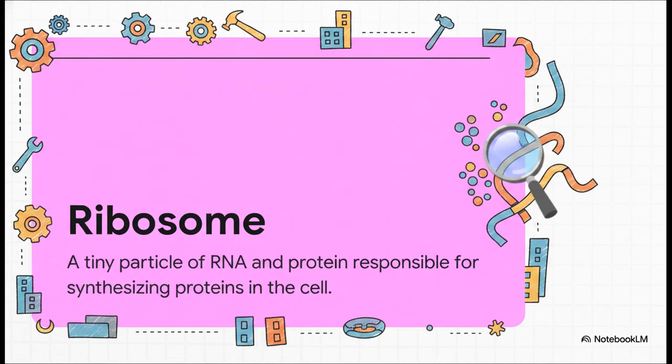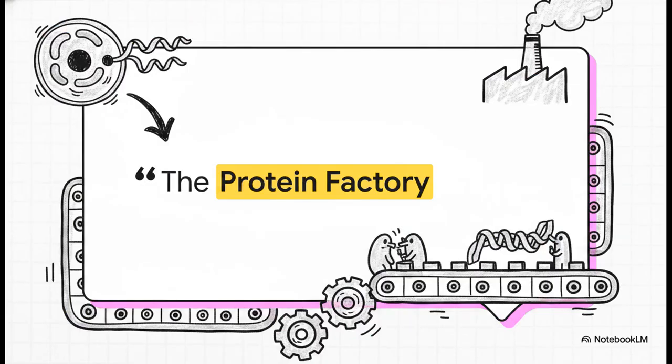Okay, so every city needs to build stuff, right? New buildings, repair crews, tools. Well, in the cell, that's the job of the ribosomes. These tiny, tiny particles are the construction workers of the cell, responsible for building proteins, which are the essential molecules that do just about everything. It's no surprise, then, that we call the ribosome the protein factory. It literally reads the genetic blueprints and assembles proteins piece by piece, just like a factory assembly line.